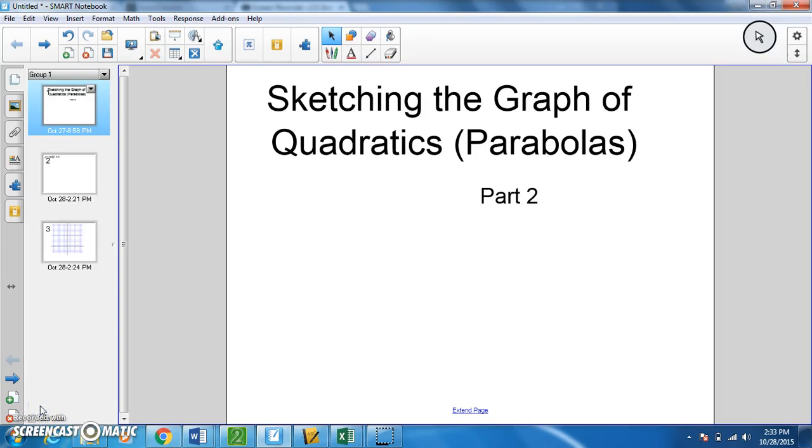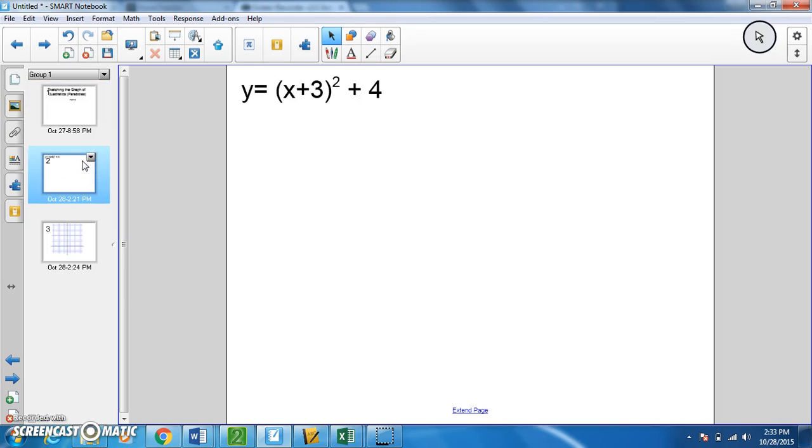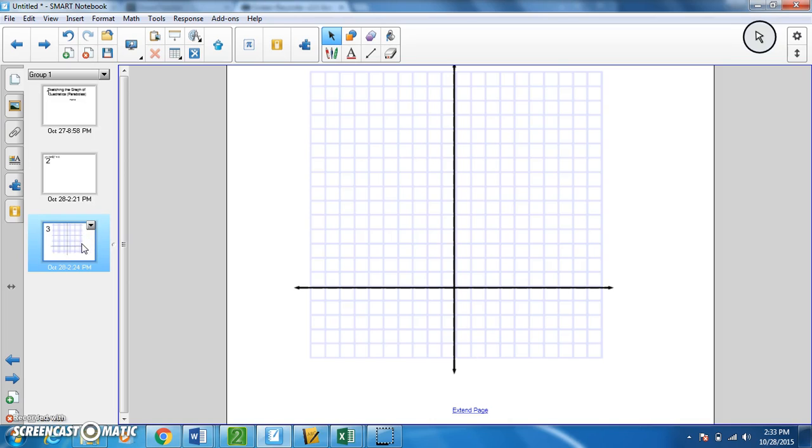Hey guys, today we are going to once again sketch the graph of quadratics or parabolas. So this is part 2. We're going to go through each step slowly. I have my quadratic on one slide and my graph on the other, so I'll be flipping back and forth.